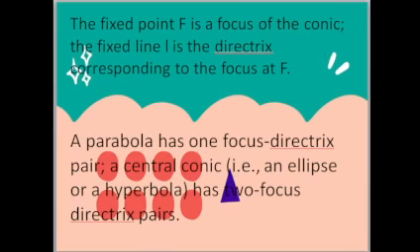The fixed point F is the focus of the conic. The fixed line L is a directrix corresponding to the focus at F. A parabola has one focus-directrix pair. A central conic, for example an ellipse or a hyperbola, has two focus-directrix pairs.